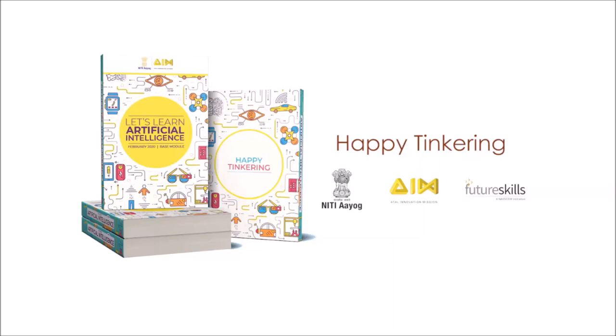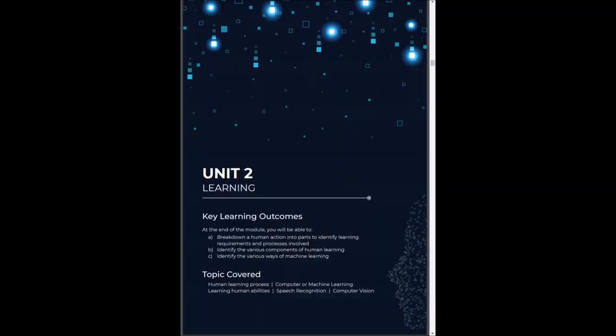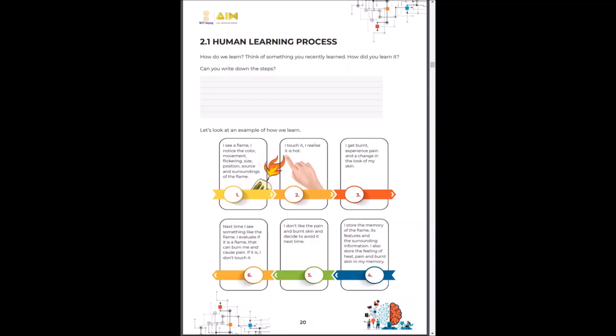Hello, welcome back to the second unit of Let's Learn AI module. The key objectives of this unit are to break down what learning is and we will implement that in machine learning. Let's begin. The human learning process is completely experience based.